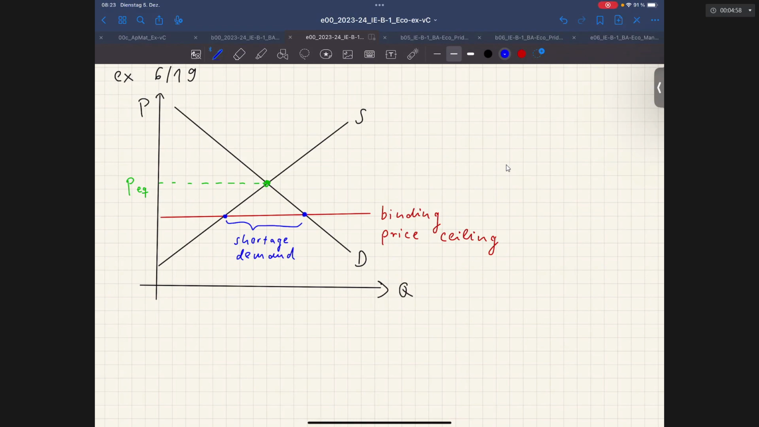Okay, well, you can go with regards to the Q-axis there in between, and then you can easily see it. The shortage is always about the quantity, isn't it? That's why whenever it's about a quantity, just have a look at that axis. Is it a binding or a non-binding one? Have a look at the price axis.